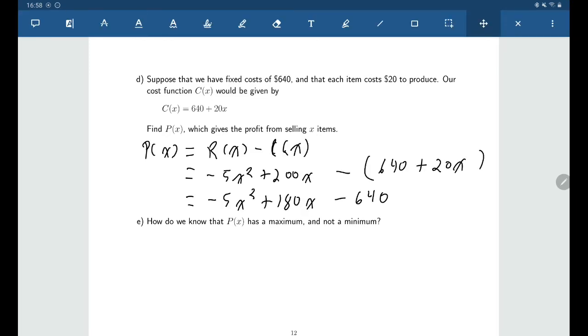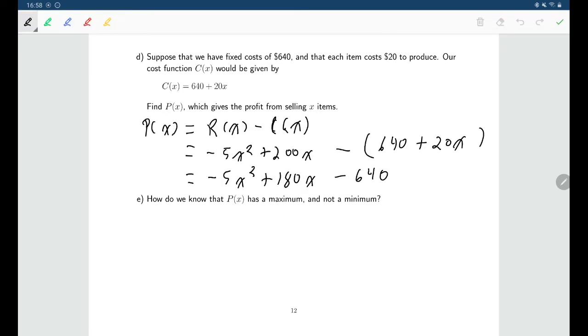So there we go. We've got our profit function, and the thing to note here, and this is our answer for part E, is that since our profit function is a parabola whose leading coefficient is negative, then this means again that we are a parabola that's opening downward, which means yet again that this is something that has a maximum value, not a minimum value.